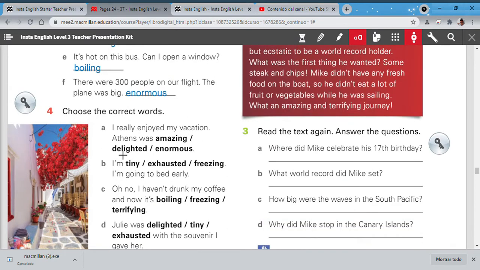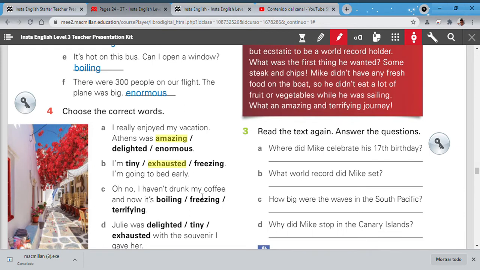I really enjoyed my vacation. Athens was amazing, delighted, or enormous. Excellent. Athens was amazing. That's the answer. I'm tiny, I'm exhausted, I'm freezing. I'm going to bed early. Exhausted. Excellent.